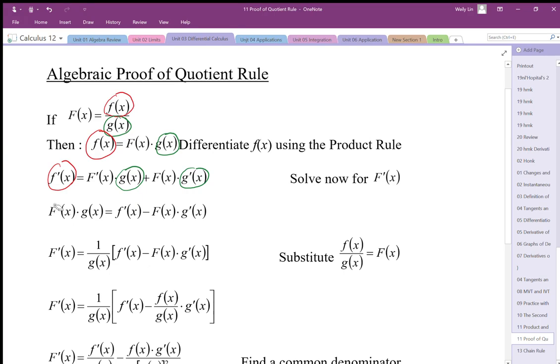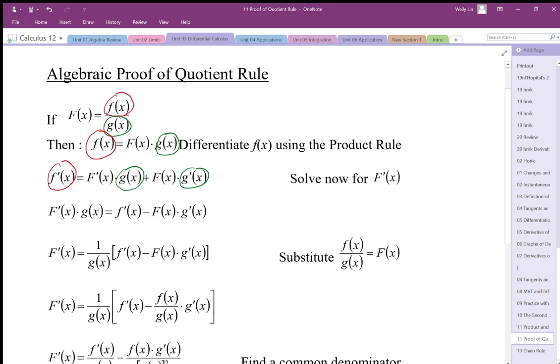I'm going to take that f prime. I need to solve for it, so I need to divide by g. Now notice that the g ends up in the denominator here. So I end up with 1 over g times f prime minus big F times g prime. My quotient rule is all just f, right? Small f and small g. So I need to get rid of that big F in my derivative.